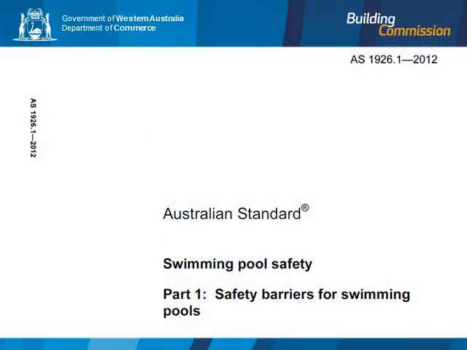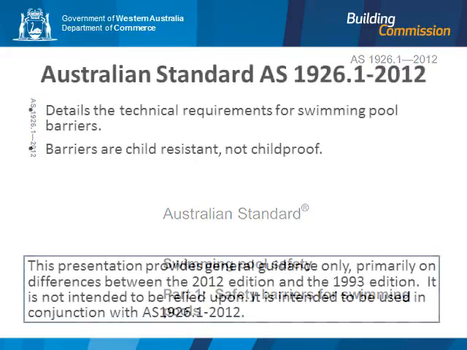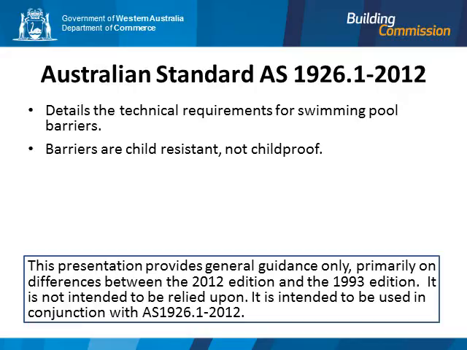Next, I will talk about Australian Standard 1926.1 2012 edition. The intent of the standard is to provide pool safety barriers that reduce the risk of children under the age of 5 from drowning. It is not to provide child-proof barriers.